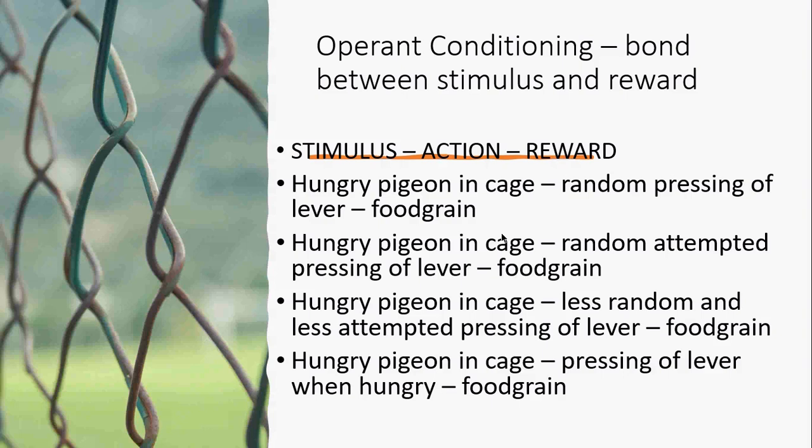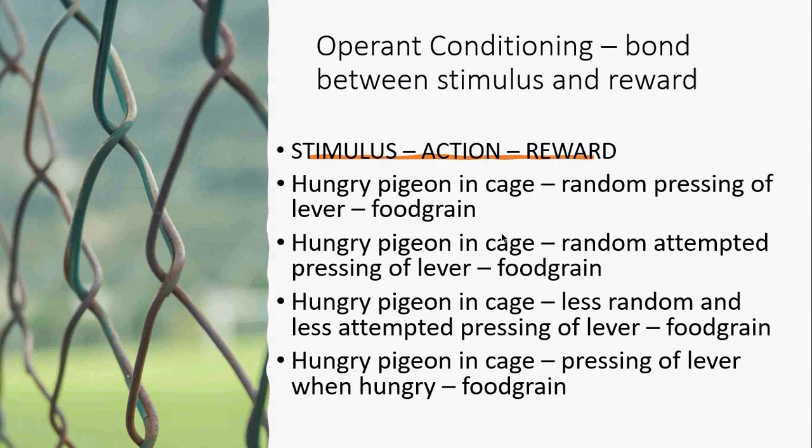In this case, we just have a pigeon in a cage. It is kept hungry. The lever is already a part of the cage. The food grains are conditioned in a manner that when the lever is pressed, the food grains will fall into the cage. Initially, as the pigeon is flying and moving around the cage, by mistake, it presses the lever and it gets food grain. In the second stage of this experiment, there is a random attempt of pressing the lever.